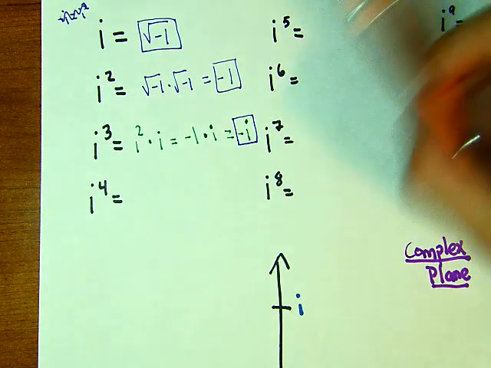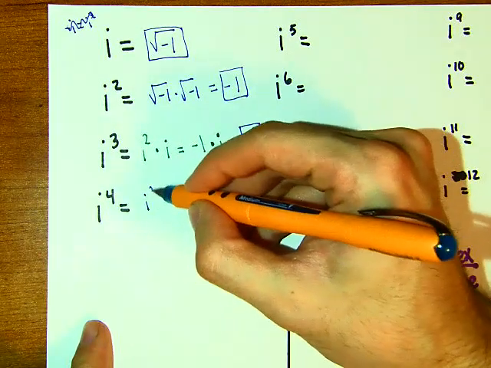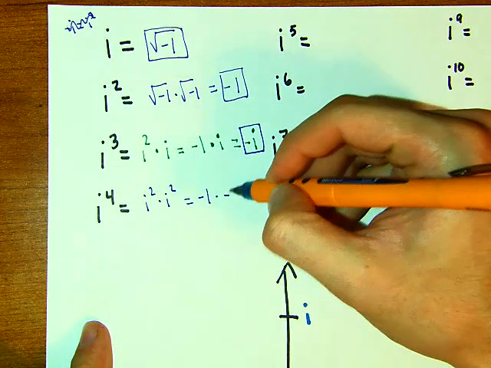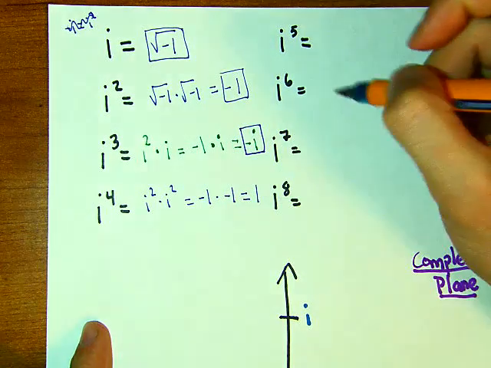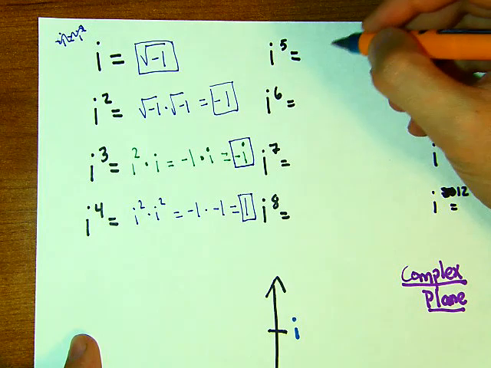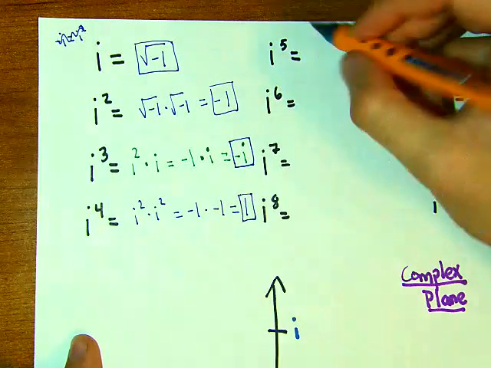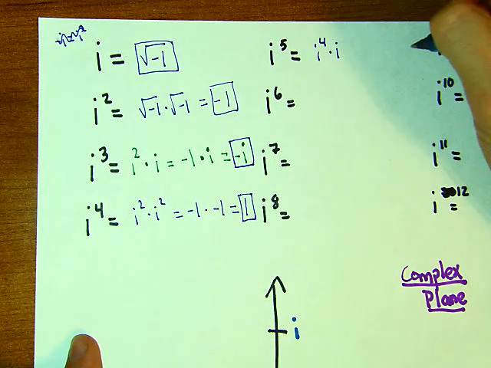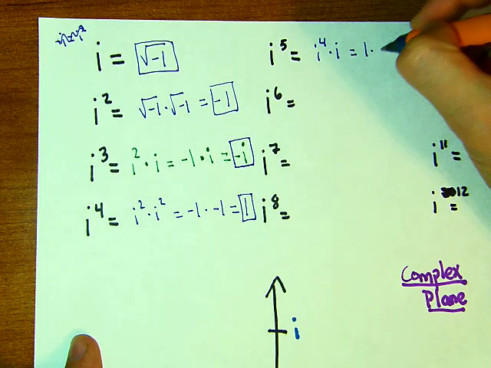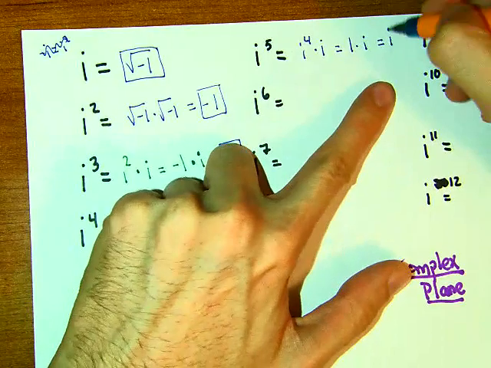So here, what is i to the fourth? Isn't i to the fourth equal to i squared times i squared? But i squared is negative 1, so negative 1 times negative 1 is equal to positive 1. Okay? But now let's look at this. What's i to the fifth? What if we did i times i times i times i times i, 5 times? But look, isn't i to the fifth equal to i to the fourth times i? i to the fourth is 1, so this is just 1 times i. So i to the fifth is equal to i.